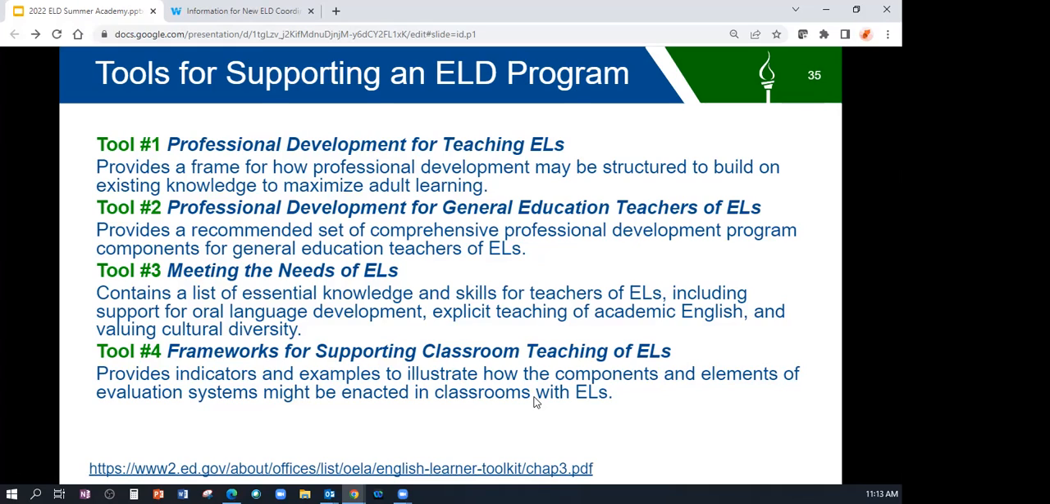I will say that our new WIDA standards, the way that they're set up, leads right into this and helps work with classroom teachers to look at the language needs of the students. So I'm really pleased with those. And they help to support this tool number 4 as well.